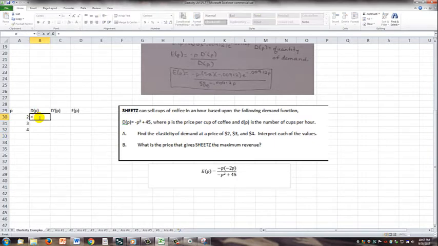And the main thing to remember here about this one, the demand function is negative P squared. And remember, Excel gives you a flat out error if you type this in the way it looks. You have to have understood negative 1 times P squared plus 45. And then the derivative is negative 2 times P. And then E of P is equal to negative P, so negative 1 times the P column times the derivative column divided by the demand column.